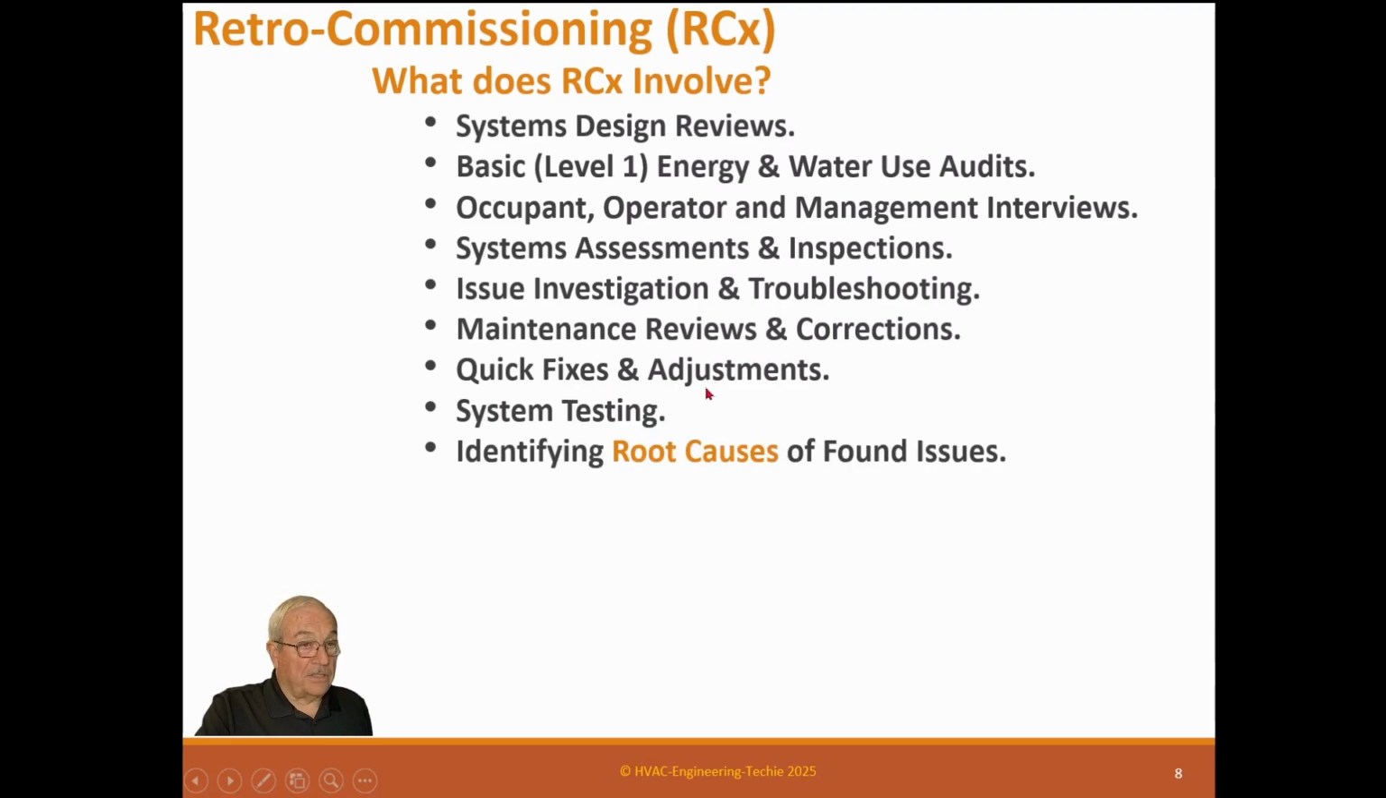System testing, you're going to test the systems. You're going to identify root causes of found issues. Like I said, this is really, really important. And this is the sleuthing part of retrocommissioning. People ask me, what does it take to be a successful retrocommissioning person? And I've always said, a curious person. You need to be curious. You find something and say, what in the world causes that? What's going on? I don't understand. I found a lot of those. And you'd sit there and noodle on it until you actually figure out what's going on. So that's what makes it fun, actually.